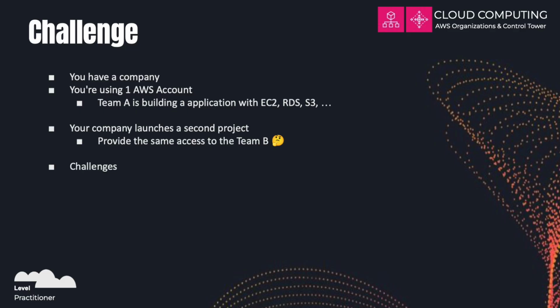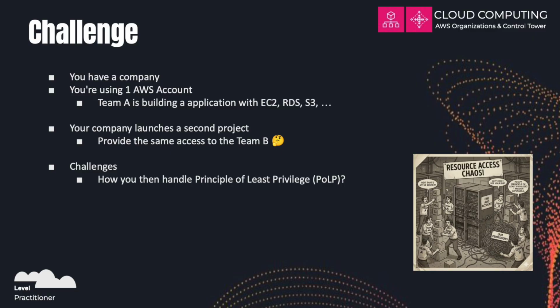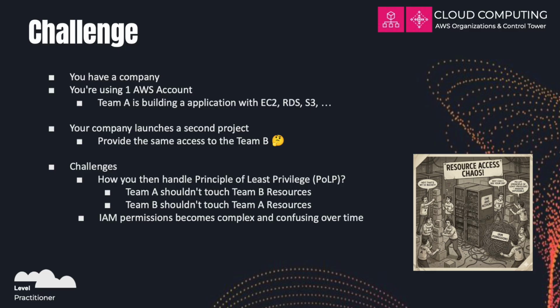But now you hit a problem. You still want to follow the principle of least privilege there. That means Team A shouldn't touch Team B's resources, and Team B shouldn't touch Team A's resources. To do this inside a single account, you'd need a very detailed IAM policy so users don't accidentally see, change, or delete each other's resources. This quickly becomes tricky and confusing.